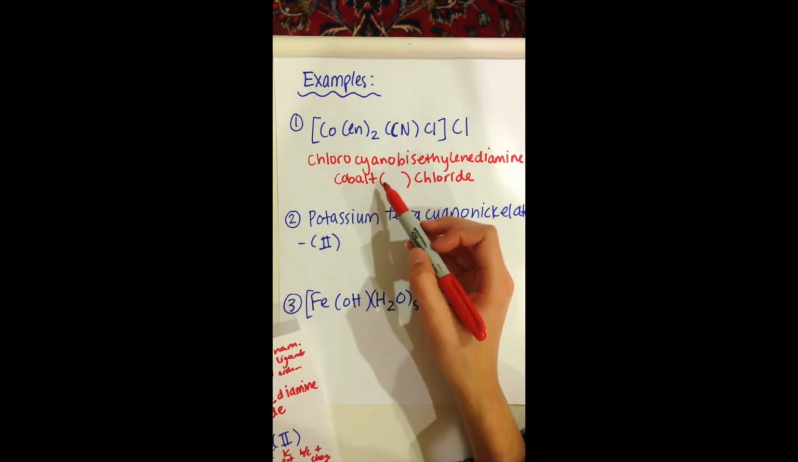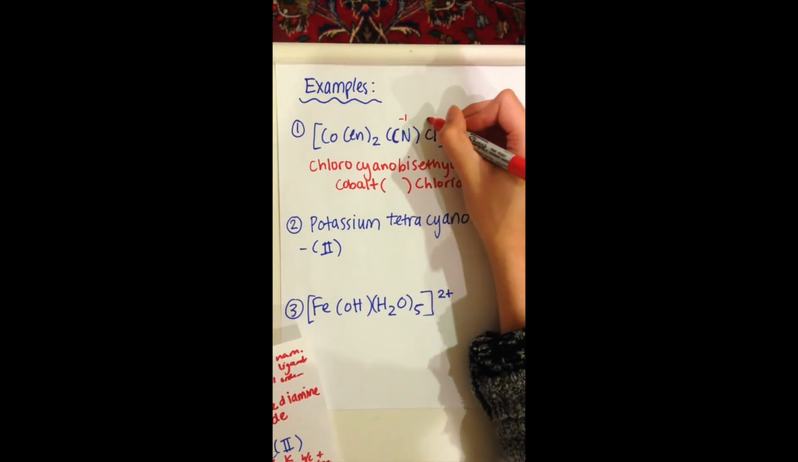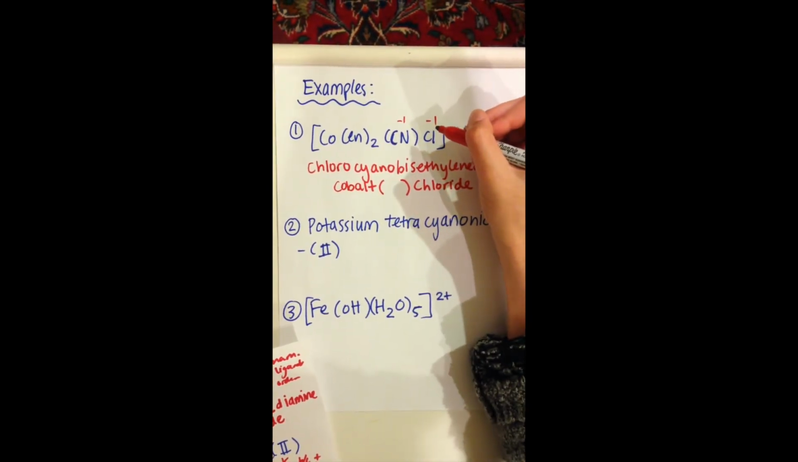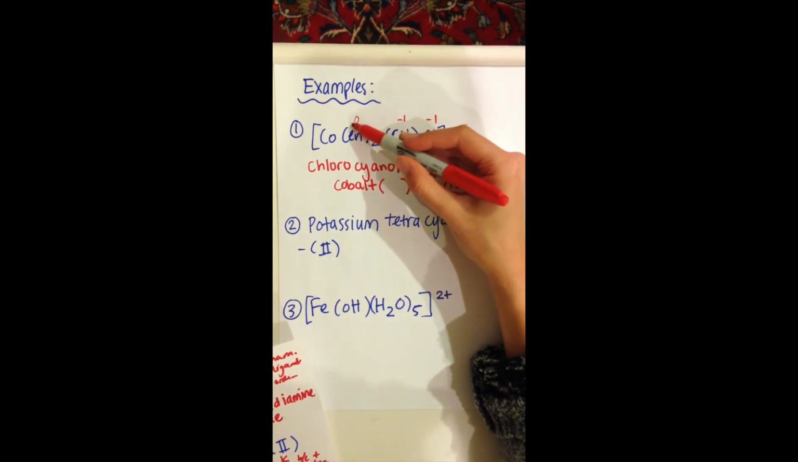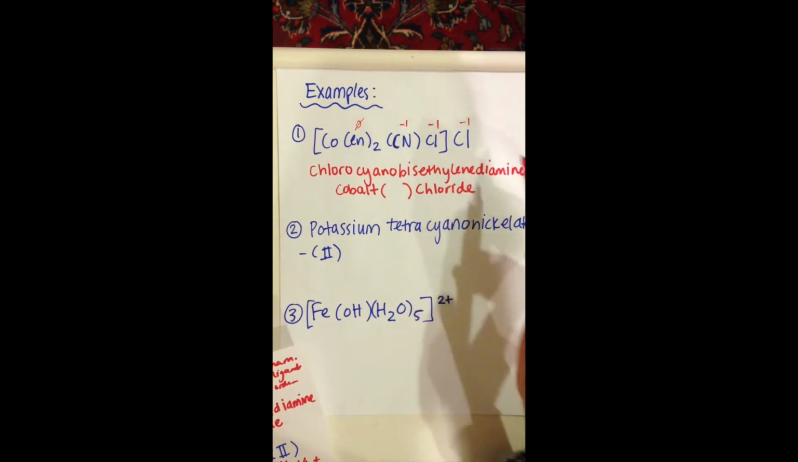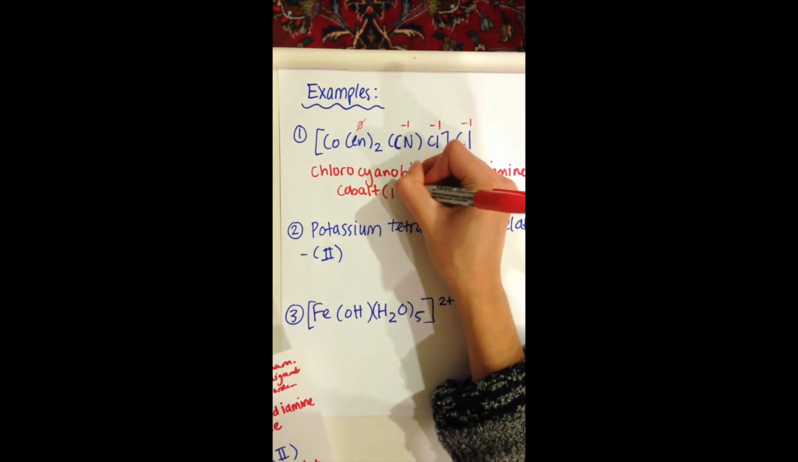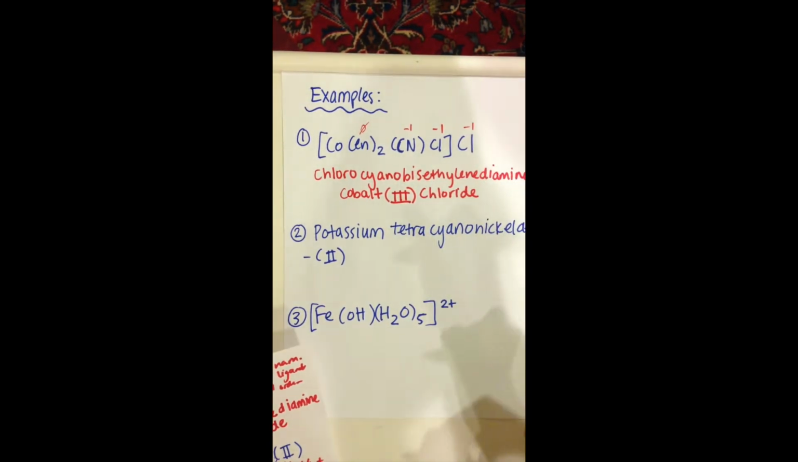To find the charge of cobalt, we know that cyano has a -1 charge, chloro has a -1 charge, ethylene diamine has a neutral charge, and that this chloro has a -1 charge. To balance out, our cobalt central metal ion would need a charge of +3.